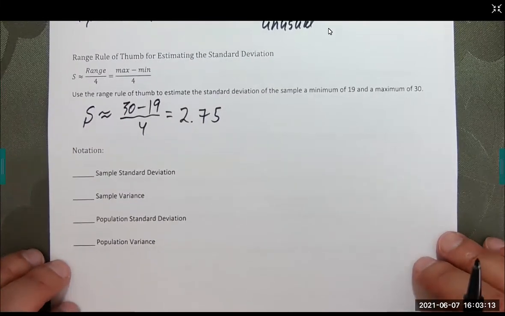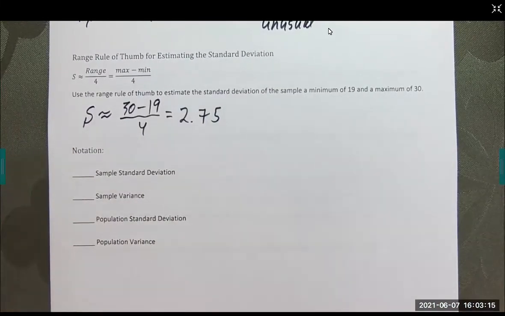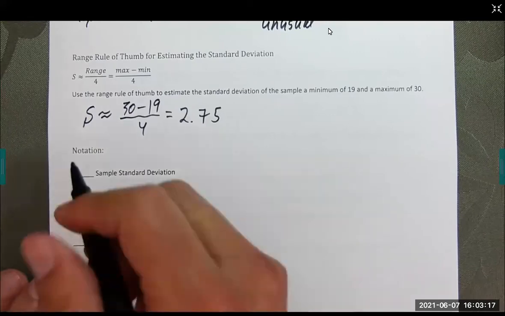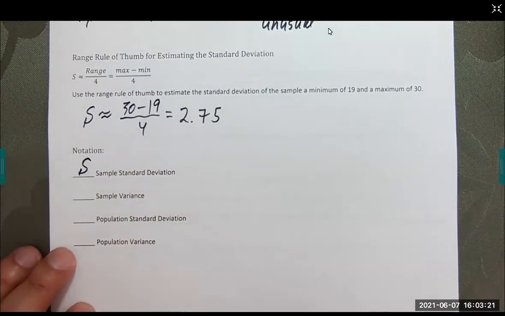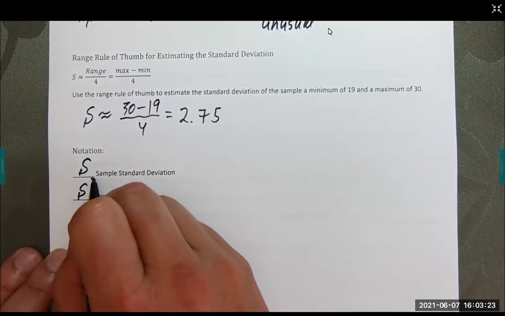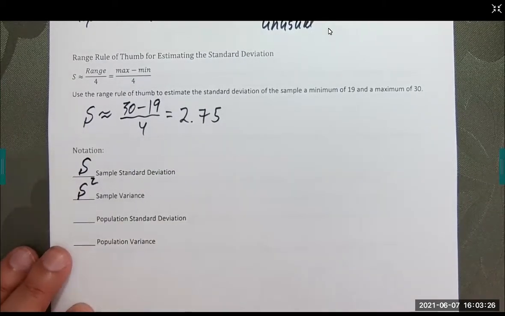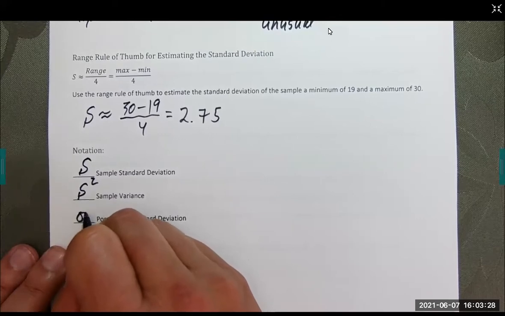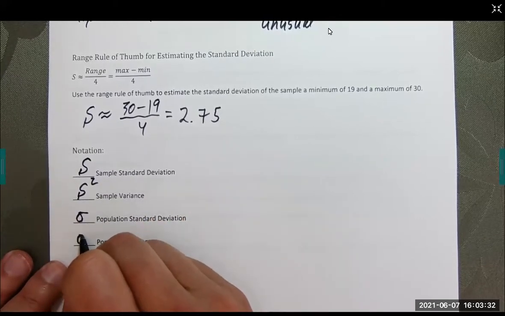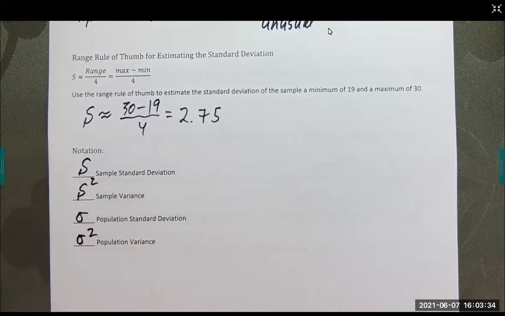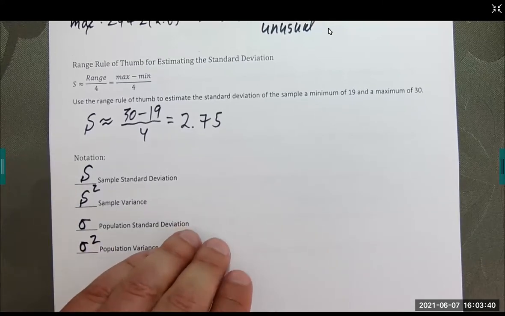We have some notation we want to clear up. The sample standard deviation is a capital S. The sample variance is S squared. Population standard deviation is a Greek letter sigma. The population variance is the Greek letter sigma squared. So a population usually has the Greek letters with them, just like the mean with the mu and the X bar and so on.